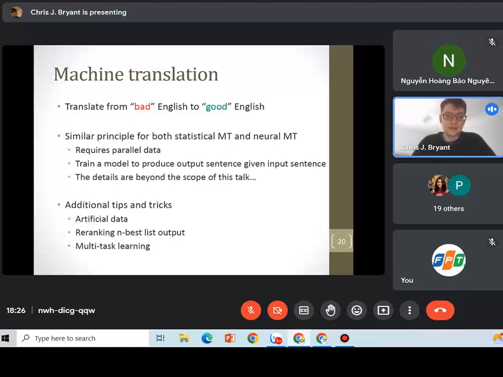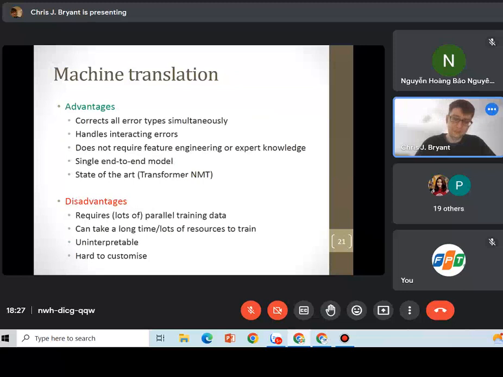And another way of making use of machine translation is with multitask learning. So you can combine this with other tasks. For example, you could build an error detection system to first detect where you think the errors are, and then you could feed that information into the machine translation system in order to guide it. Like, we've detected an error here, so this is a part of a sentence that you should probably focus on translating differently. And all of these tricks improve the quality of the output.